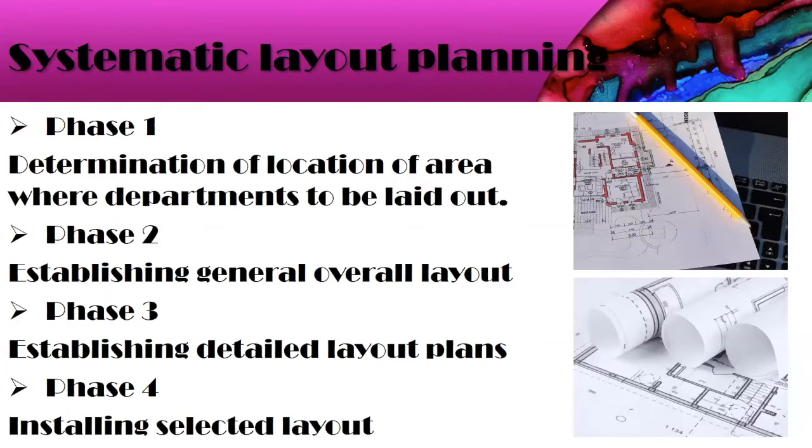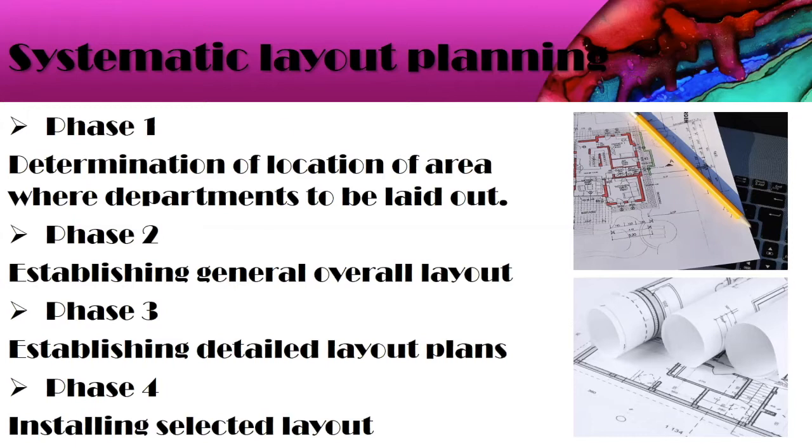So first, we will understand what is a systematic layout planning, wherein we are still at the design stage where we are designing the hotel project. So we have to decide how we are going to do the layout of the entire hotel. This happens in four phases.